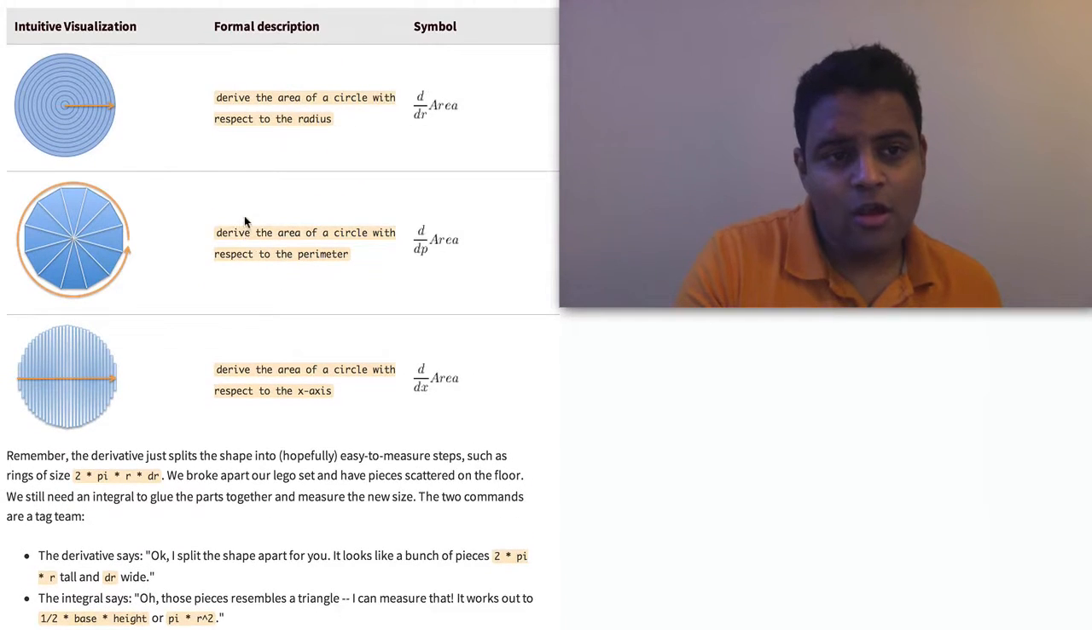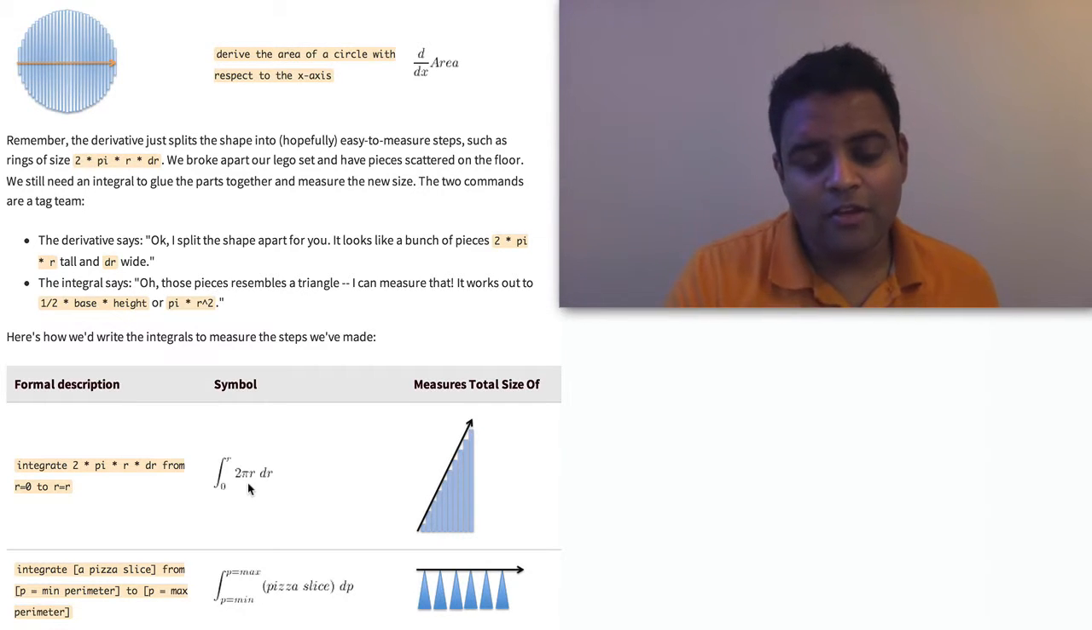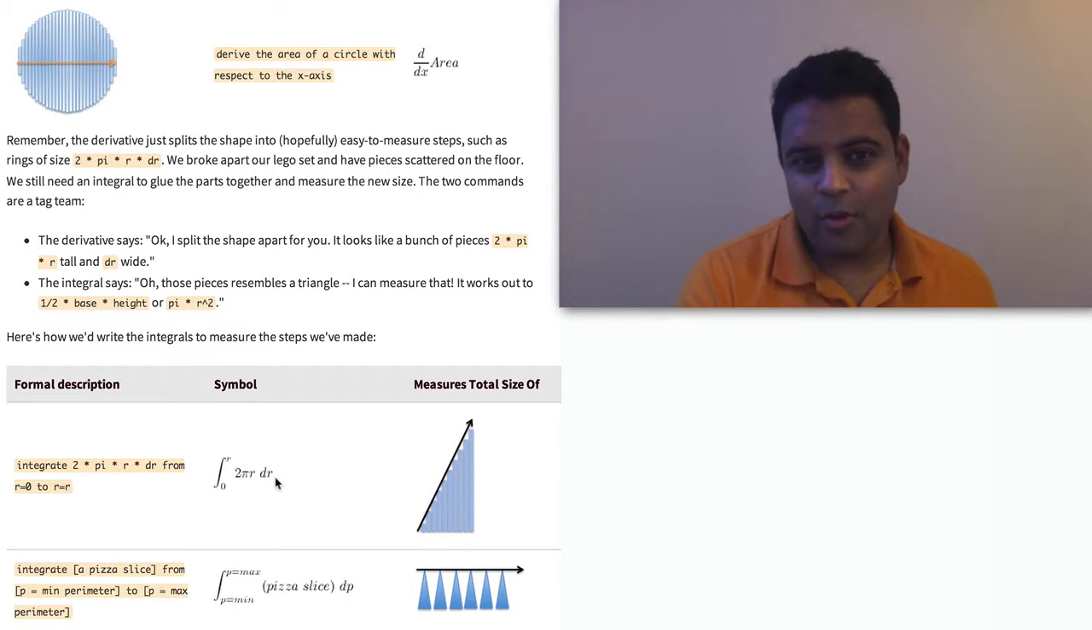So if you notice, on this shape, we're going to start at the very beginning of the radius at 0 and go all the way to the max value, which is r. And then the thing inside here, 2 pi r, that's called the integrand. That's basically the shape that we're going to start gluing together. So if you notice, each of these is a little unrolled ring. It's a rectangle. The height is 2 pi r, and the width is dr. Now this is where it gets a little bit tricky.